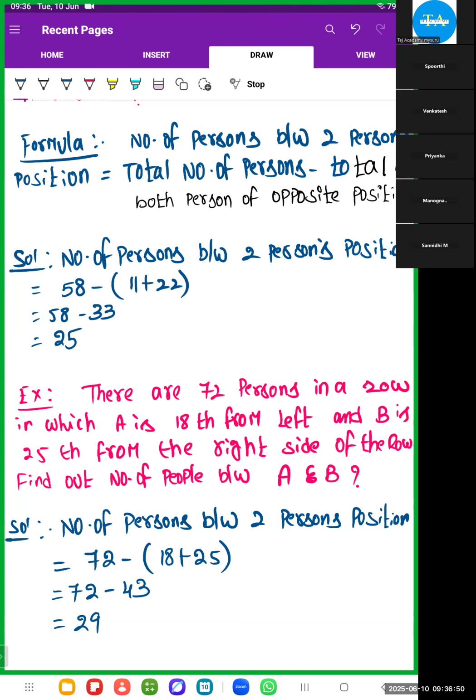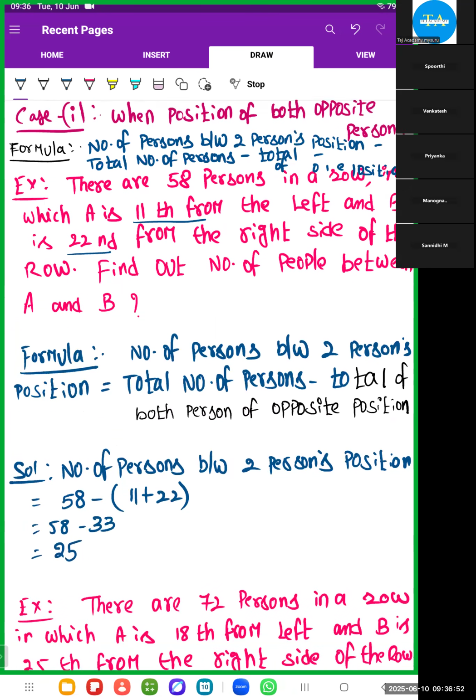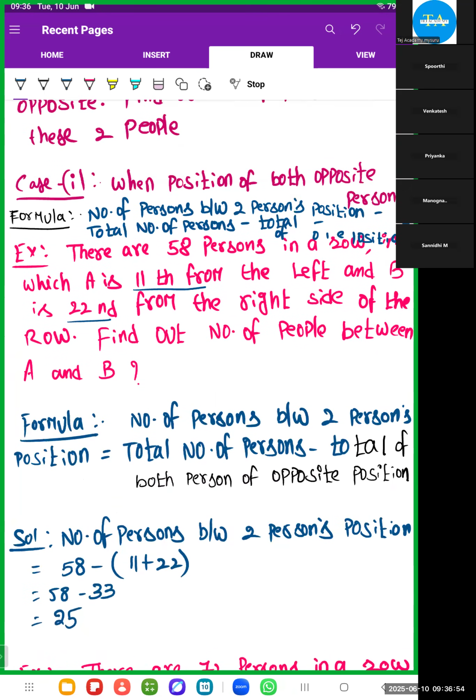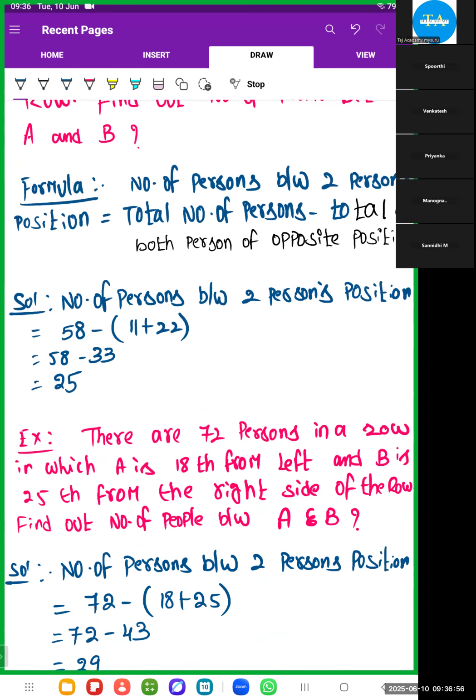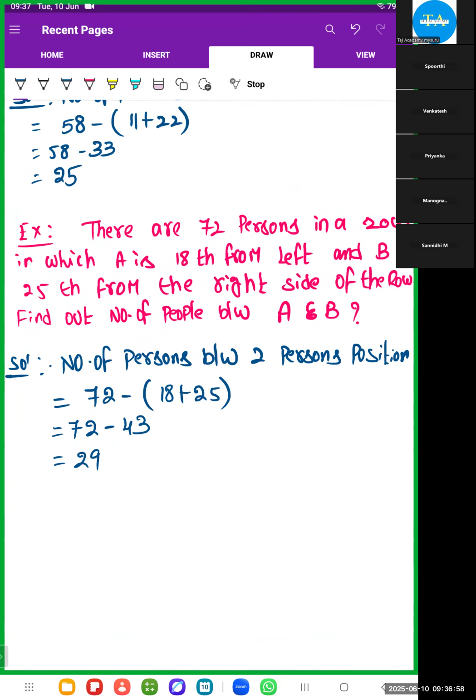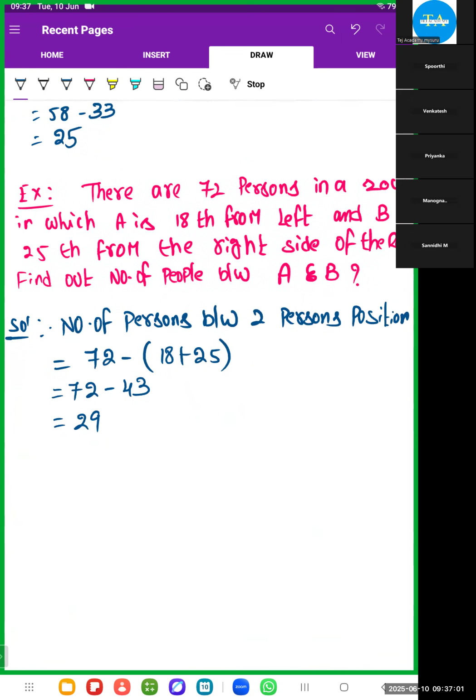Next one. So second model. In this case only, this is the case one when the position of the opposite person is given. Okay. Next one. So case two.